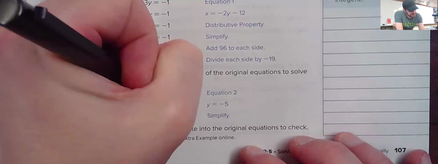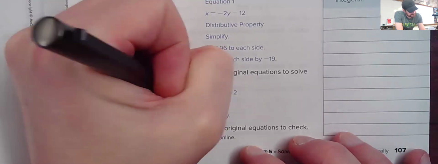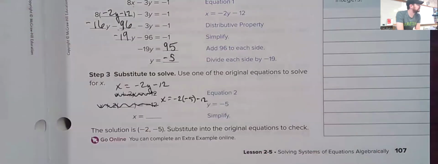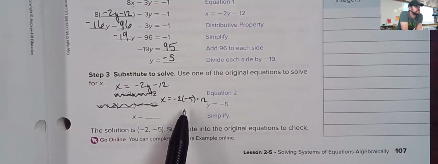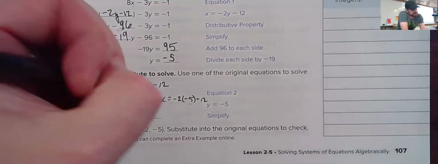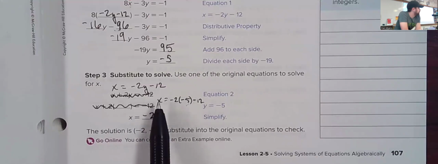Now we're going to say x equals negative 2 times negative 5 minus 12. What's negative 2 times negative 5? 10. What's 10 minus 12? Negative 2.